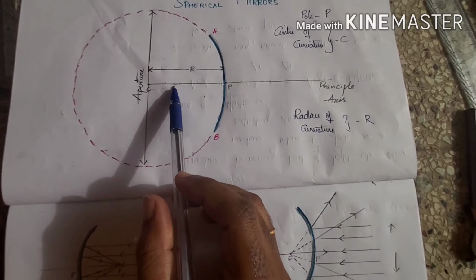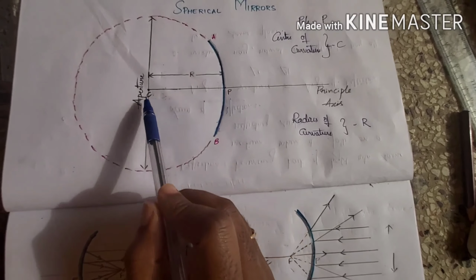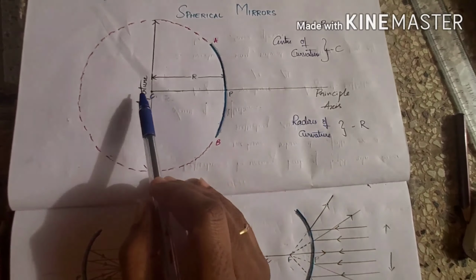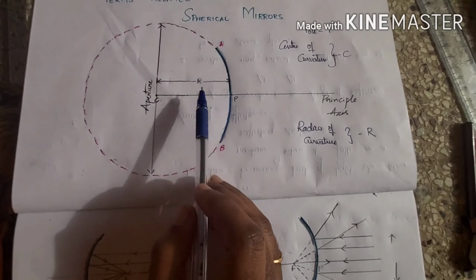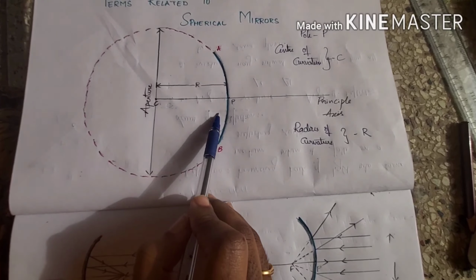Okay, and the straight line that is passing through the center of curvature and the pole is called the principal axis. This is the most important point. The straight line joining the center of curvature and the pole is called the principal axis, and it is always normal, meaning at 90 degrees to the mirror. Okay, so here I have explained pole, center of curvature, radius of curvature, aperture, and principal axis.